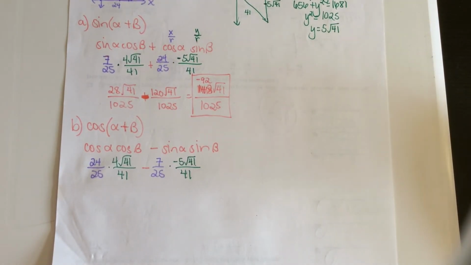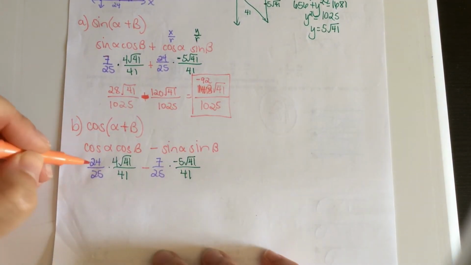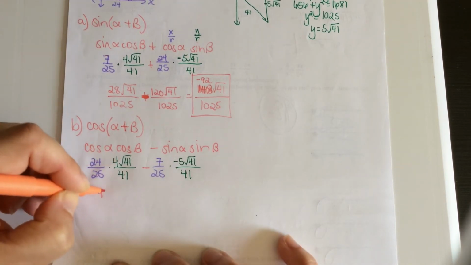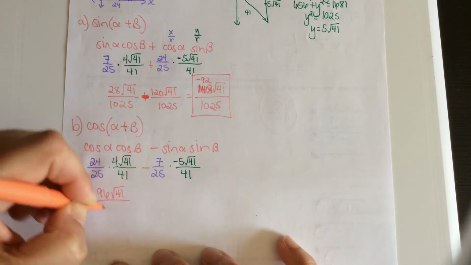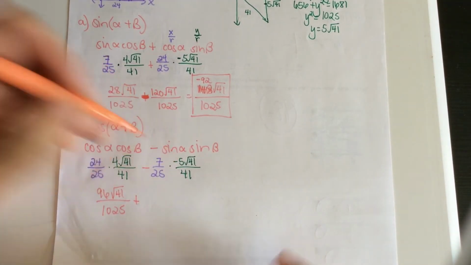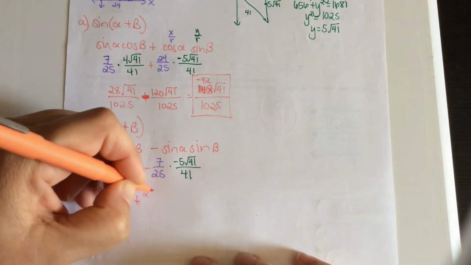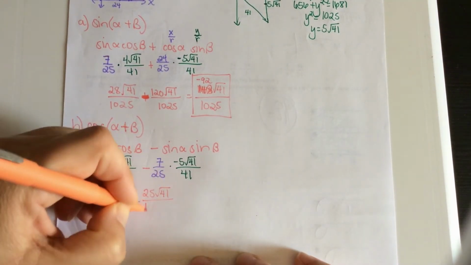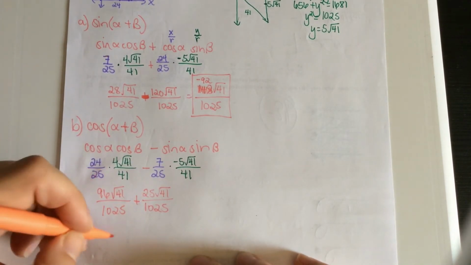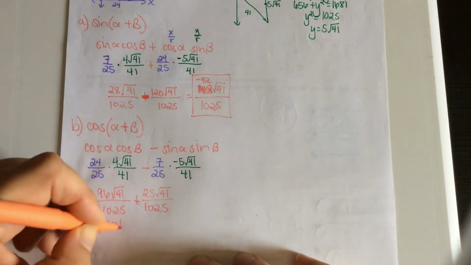Okay, and then we're going to just do the same thing we did before. 24 times 4, that's 80 plus 16. And then this is going to become a plus, right? 7 times 5 is 35. And then I'm going to add those together. What is that? 110 plus 11, so 121.